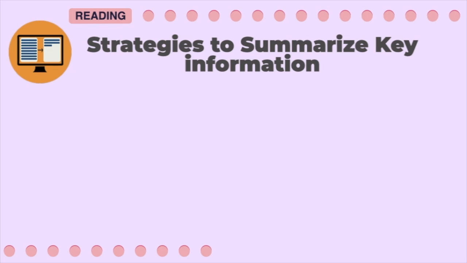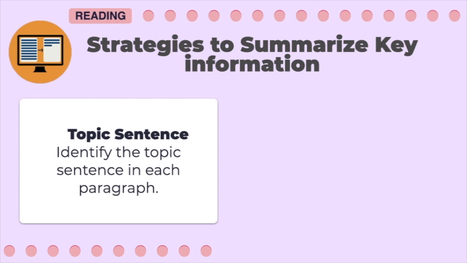You can also use these strategies. Look for the topic when reading a short text. Identify the topic sentence in each paragraph. A topic sentence holds the most important information in a paragraph. Therefore, a summary can be written simply by paraphrasing the topic sentences in your own words.